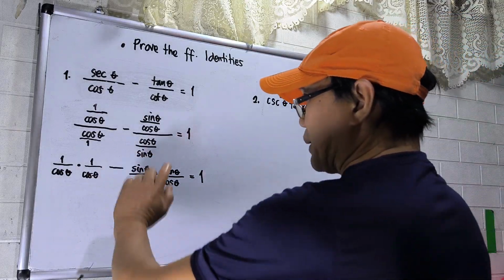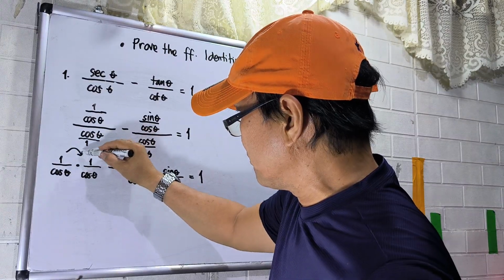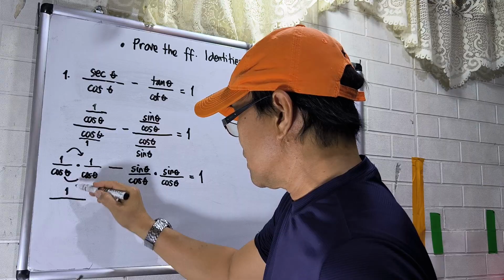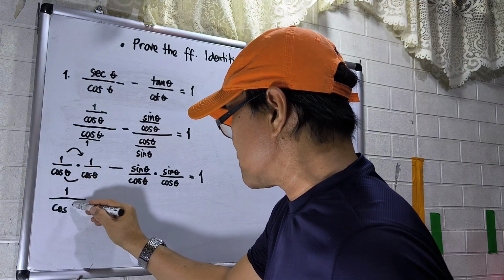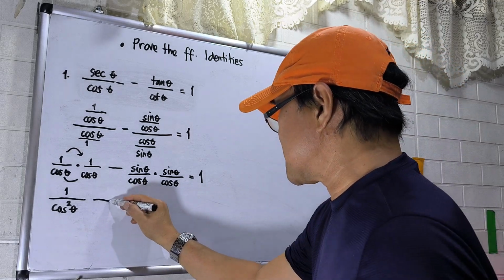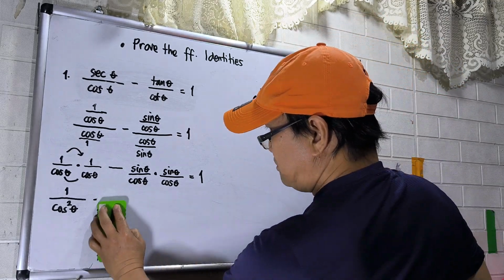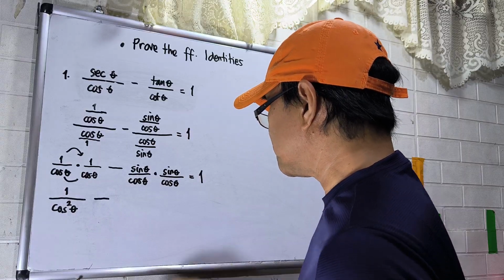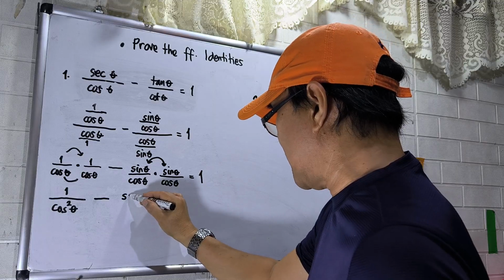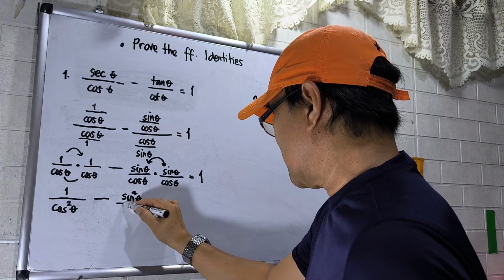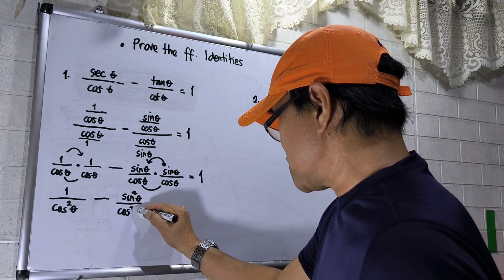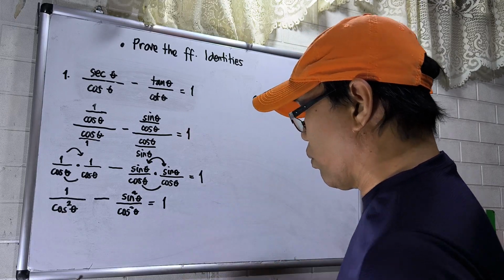Multiply the numerators: 1 times 1, that will be 1. Then multiply the denominators: cosine theta times cosine theta, that will be cosine squared theta. Minus. Multiply the numerators, that will be sine squared theta. Then multiply the denominators, this will be cosine squared theta, is equal to 1.